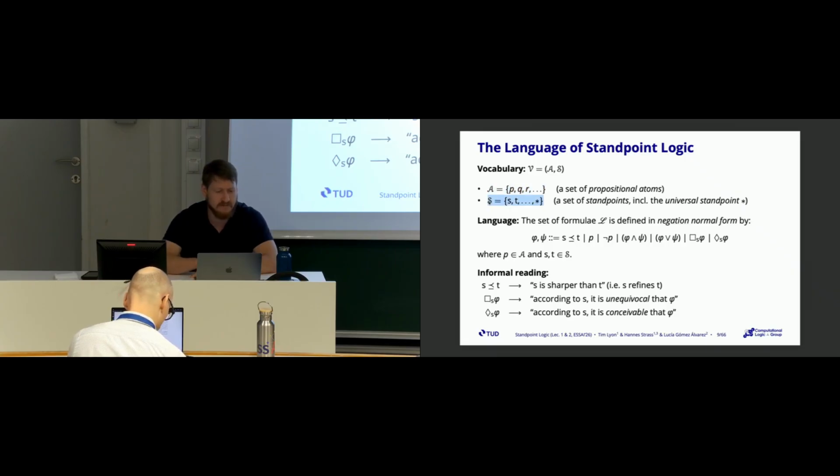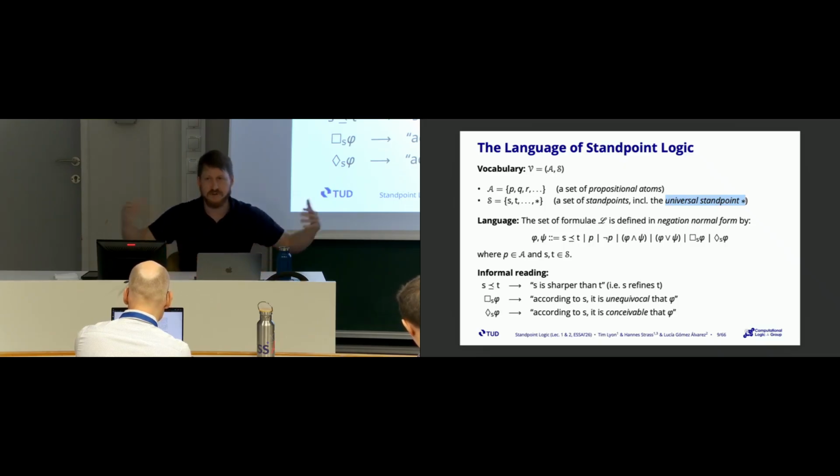The second component of a vocabulary is the set S of standpoints. We're going to assume that we have a finite number of them. And we use S and T sometimes with annotations like primes or subscripts to denote standpoints. And there's a special standpoint that exists in this set called the universal standpoint, indicated by this asterisk. The universal standpoint is essentially a standpoint that subsumes all others.